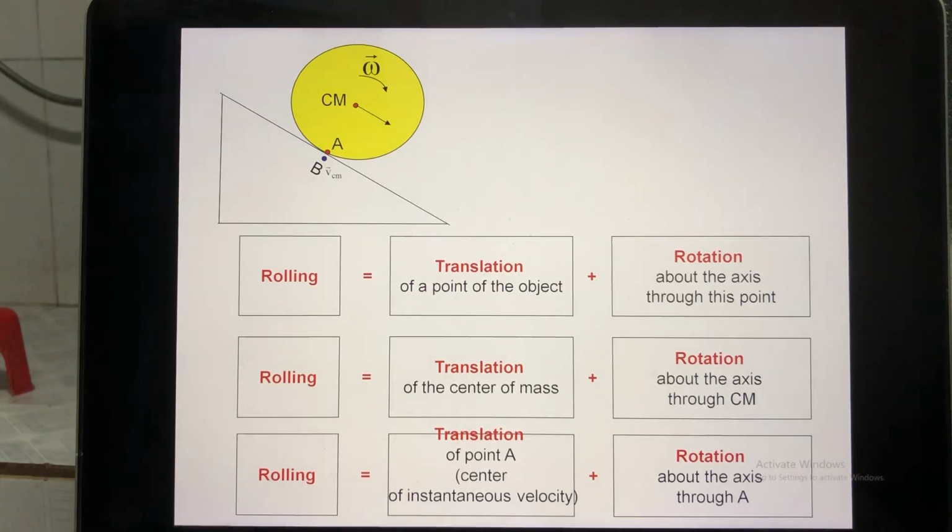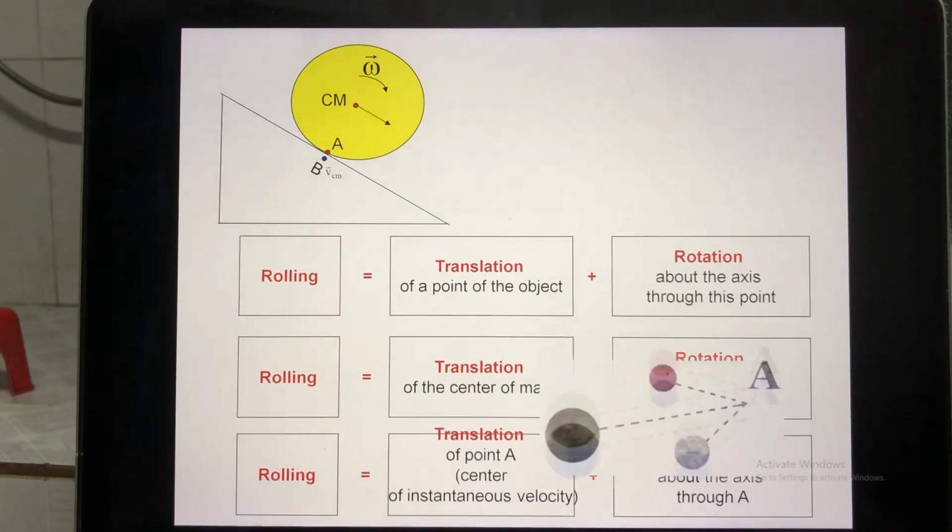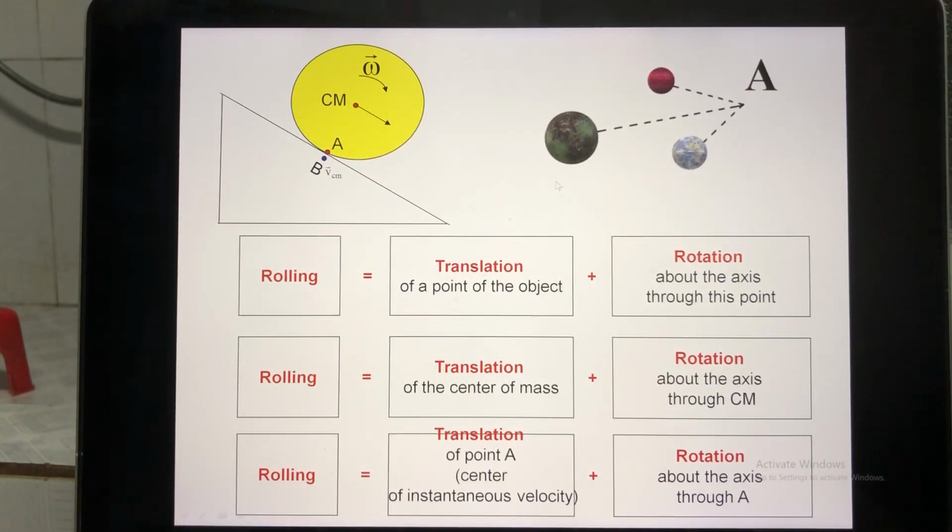So the third case is like this. You have a system like this. You have a translation of this point, which we call the center of instantaneous velocity, and we have a rotation of these planes with respect to the axis passing through this point A. So in this video, we just consider two cases, the first one and the second one only.